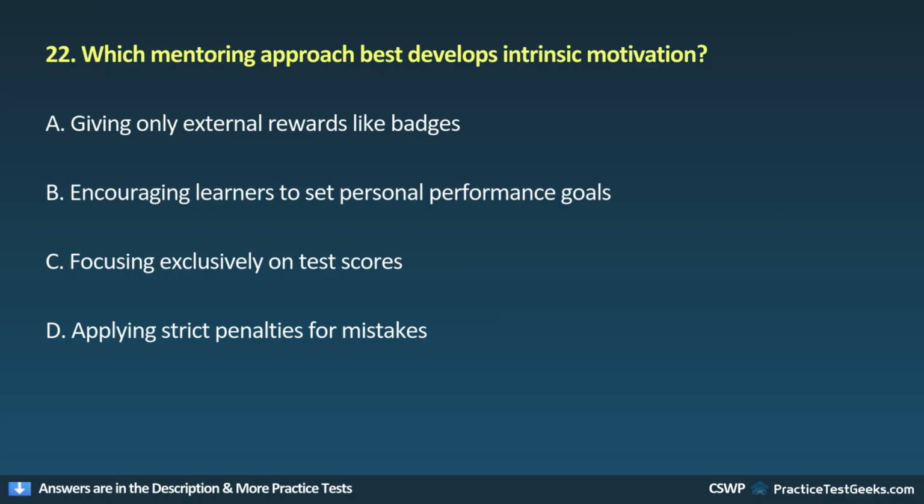22. Which mentoring approach best develops intrinsic motivation? A. Giving only external rewards like badges. B. Encouraging learners to set personal performance goals. C. Focusing exclusively on test scores. D. Applying strict penalties for mistakes.